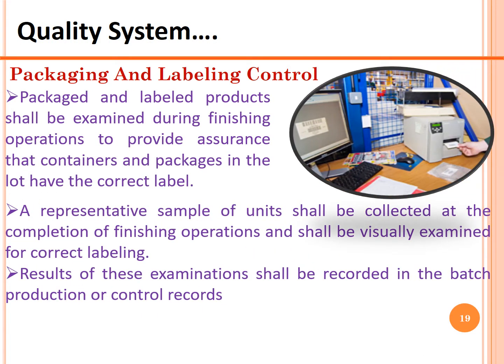Packaged and labeled products shall be examined during finishing operations to provide assurance that containers and packages in the lot have the correct label. A representative sample of units shall be collected at the completion of finishing operations and shall be visually examined for correct labeling. Results of these examinations shall be recorded in the batch production or control records.